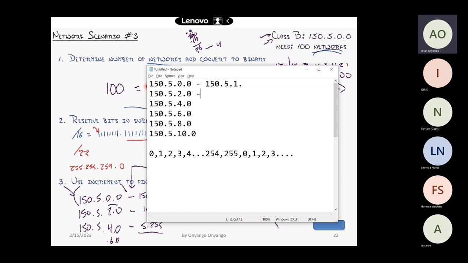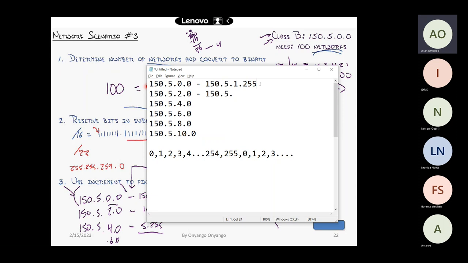Now, here is my equation, guys. You know that the first two octets are not changing. So my question is this. We have already said that the third octet of the second network starts with 2, so the previous one ended at 1. If the fourth octet of the second network is starting with 0, this one ended at which number? Which number comes before 0? 255. Very, very good. So if this one is beginning at 0, which is the first one, it means this one ended at the last one, which is 255.